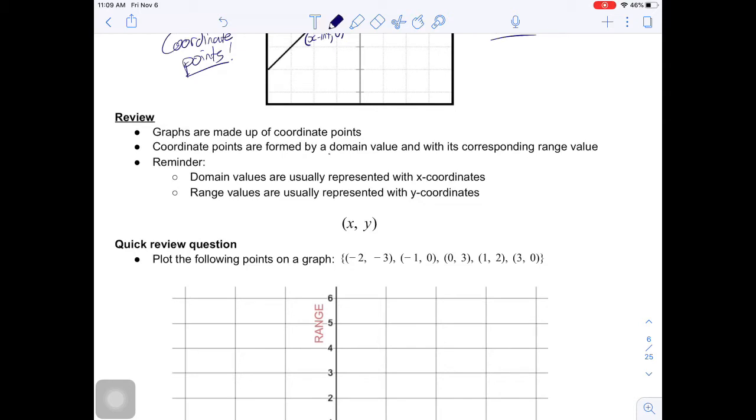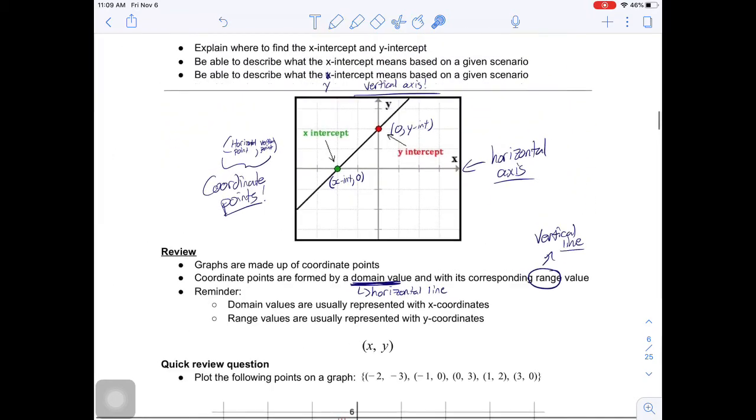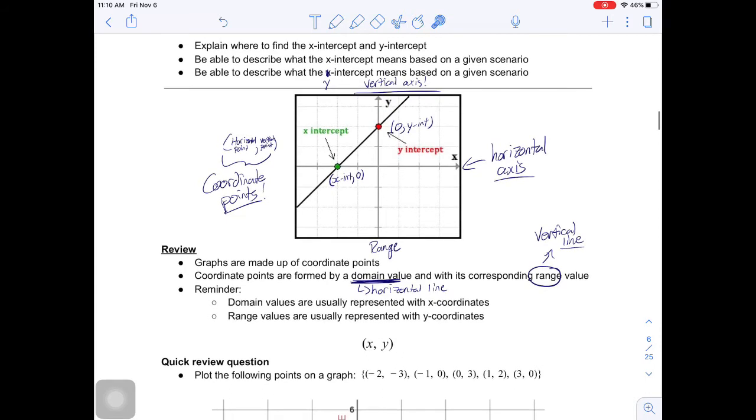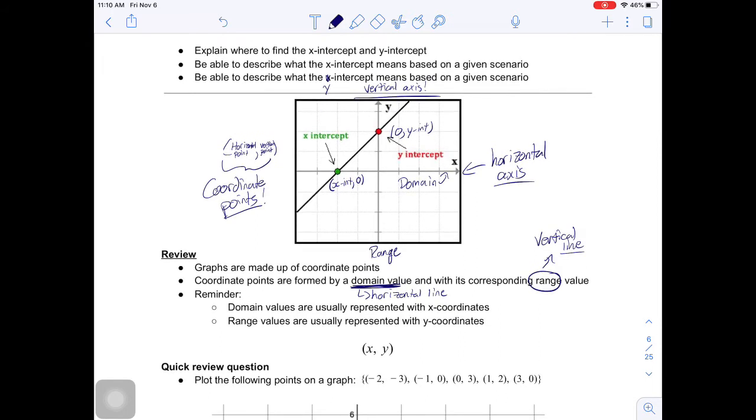So here, the domain value is what's on the horizontal line, and your range value is what's on your vertical line. Okay, so what am I saying here? This will become easier to understand as we go forward in this unit. But this vertical line is known as your range as well. This horizontal line is known as your domain values. So you have lots of things going on here. Let's list them out.